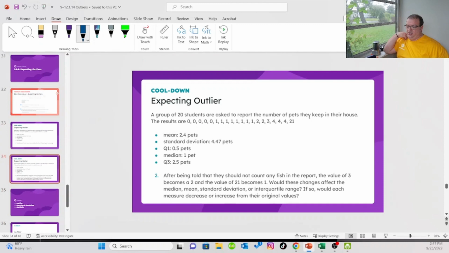Number two, after being told they should not count any fish in the report, the value of 3 becomes a 2, and the value of 21 becomes 1. Would these changes affect the median, mean, standard deviation, or interquartile range? And if so, would each measure decrease or increase from their original value? So you're going to have to explain how, if at all, those change.